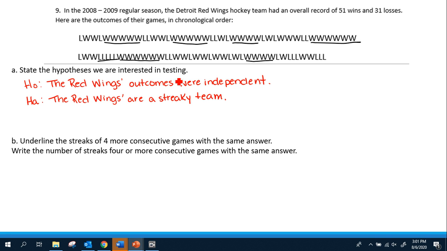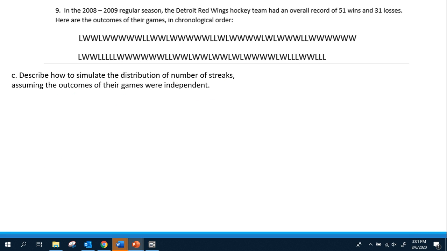Underline the streaks of 4 or more consecutive games with the same answer. Write the number of streaks of 4 or more with the same answer. So remember, in this case it says with the same answer. So I have a set here, here, here, here. And in this case I have 2 side by side, 1 streak of losses, 1 streak of wins, and then another streak of wins for a total of 7 streaks.